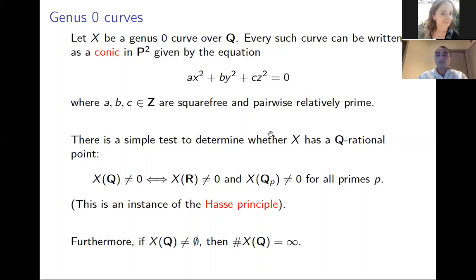And in particular, one can show, like we did with the conic x^2 + y^2 = 1, that if X has a rational point, then X has infinitely many points. So either you have a point and then you have infinitely many points, but of course, there could be no points. Okay, so moving up to genus 1 curves.